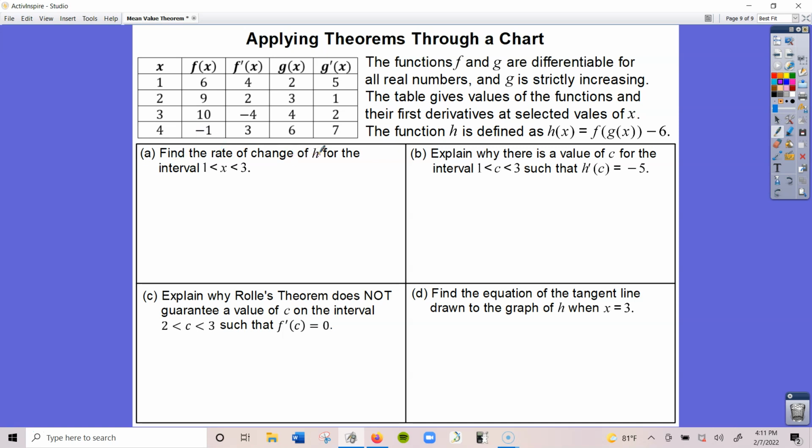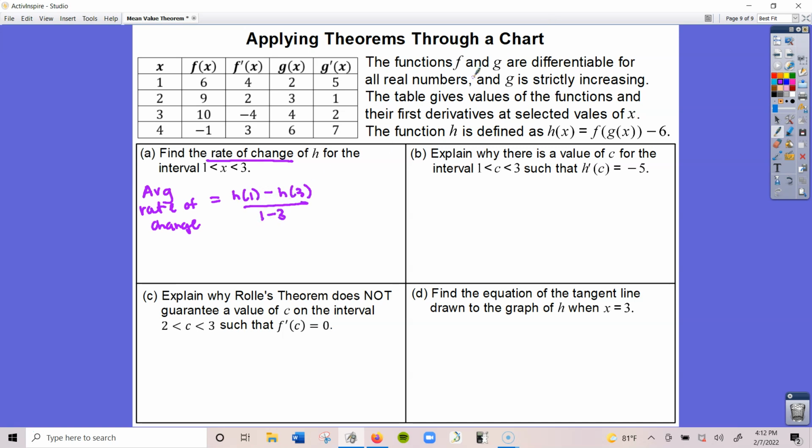Find the rate of change of h for the interval 1 to 3. So if I'm looking for rate of change, you're given two x values here. What we're looking for is the average rate of change, which is the slope of the secant line. So that's going to be h of 1 minus h of 3 over 1 minus 3.